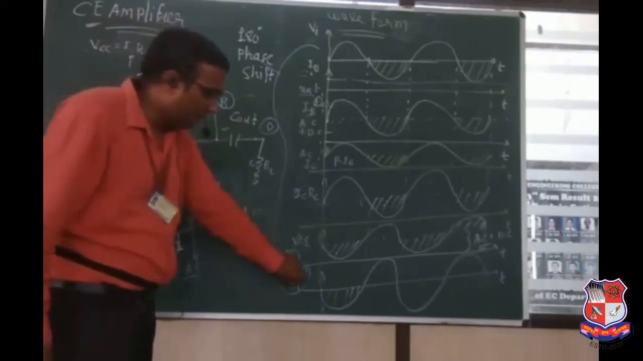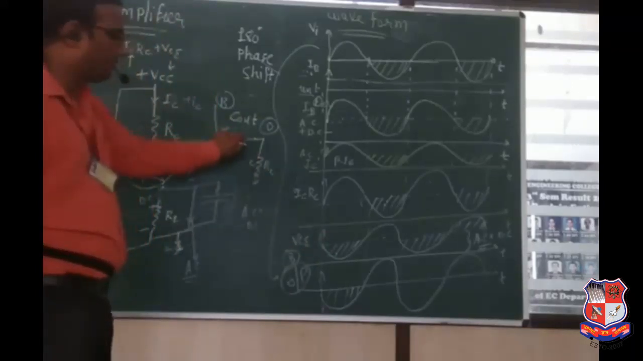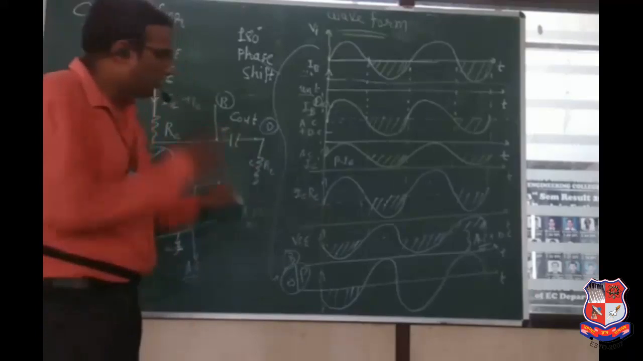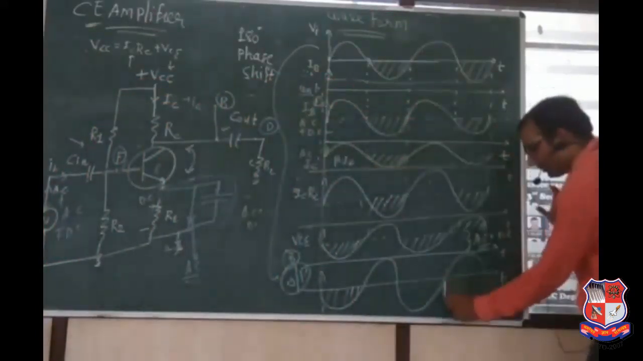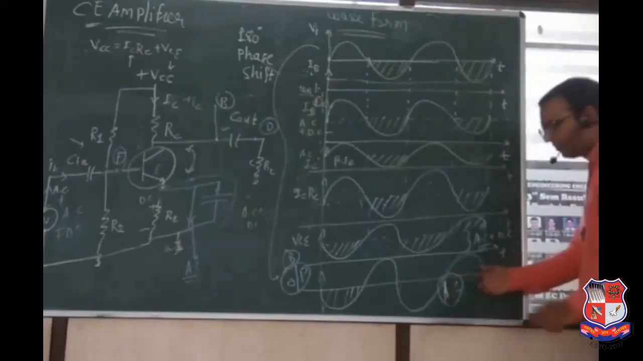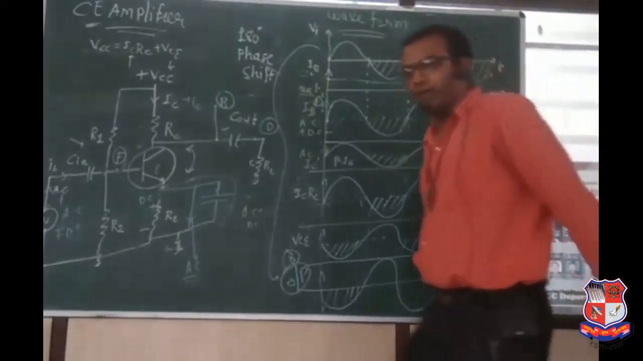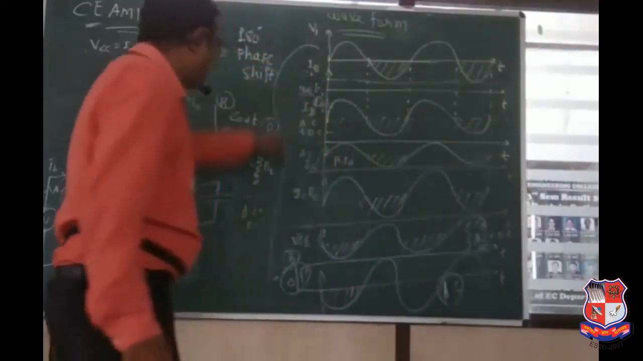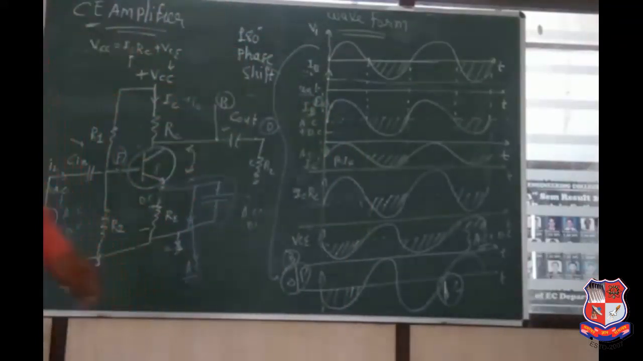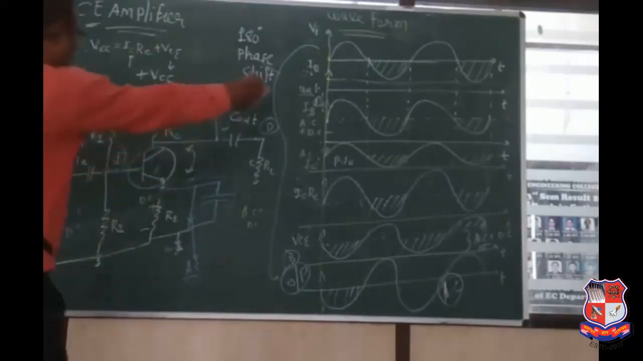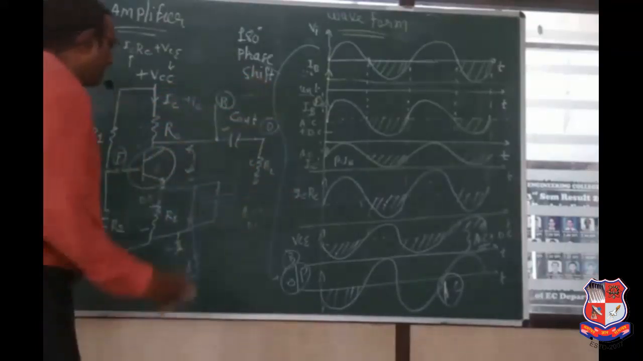And here the waveform of output is known as D point output. Due to the capacitor, the DC component is removed. Here AC plus DC both components are present. Here only the AC component is present. So here we can say that input signal and output signal have a 180 degree phase shift with respect to each other.